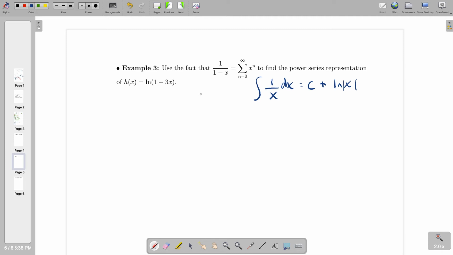All right, so I'm going to start with the same one. And the beauty of that is that I don't have to do any more work. So just based on the work we did in our previous example, we can already say that this is n equals 0 to infinity of 3 to the n, x to the n, and x needs to be between negative a third and a third. All right, now let's apply the integral to both sides.